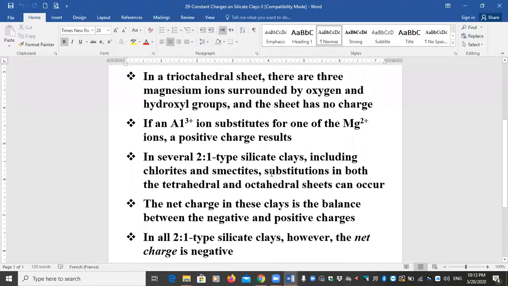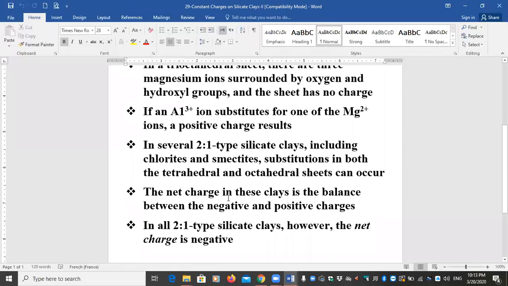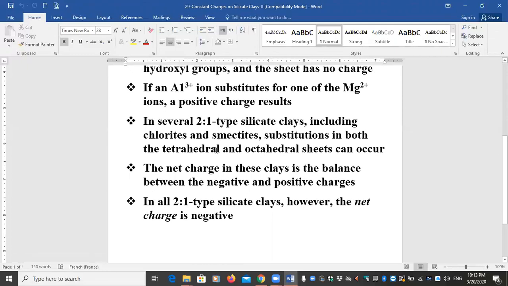In several 2-to-1 type silicate clays, including chlorites and smectites, substitutions in both the tetrahedral and octahedral sheet can occur. The net charge in these clays is the balance between the negative and positive charges. So we saw that we can have positive charges and we can have negative charges. The difference between which one is higher will determine what type of charge this colloid or silicate clay mineral will have. In all 2-to-1 type silicate clays, however, the net charge is negative.